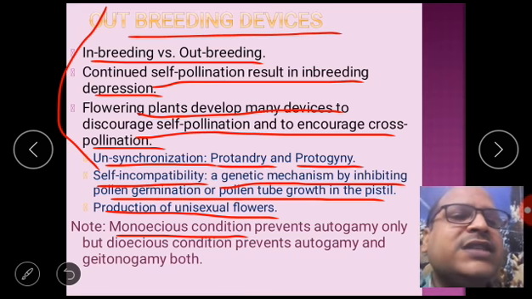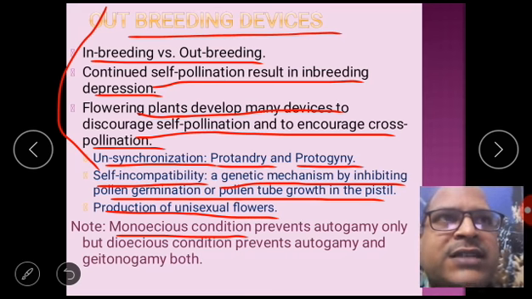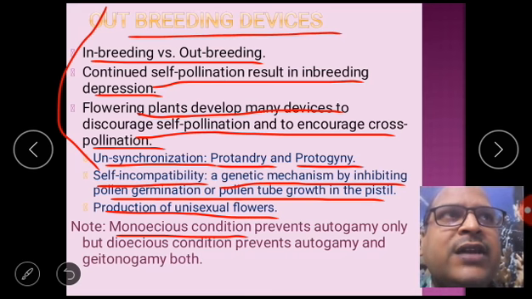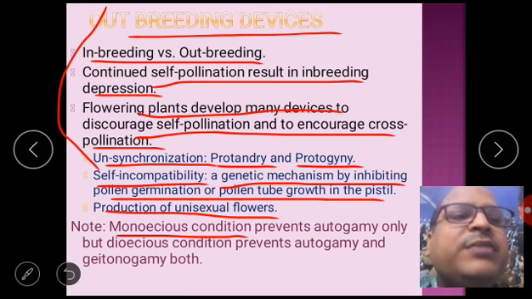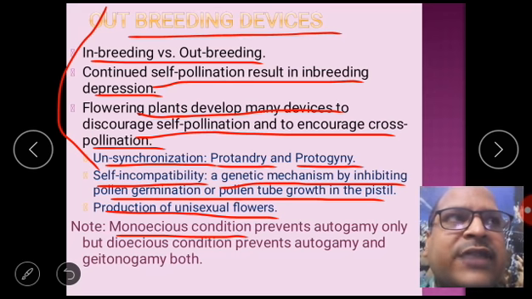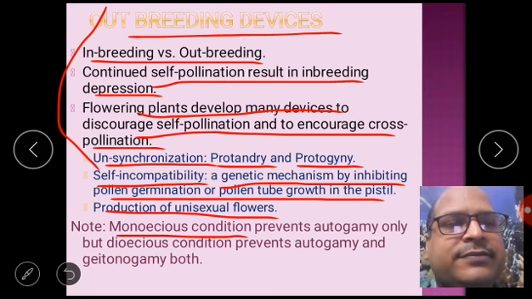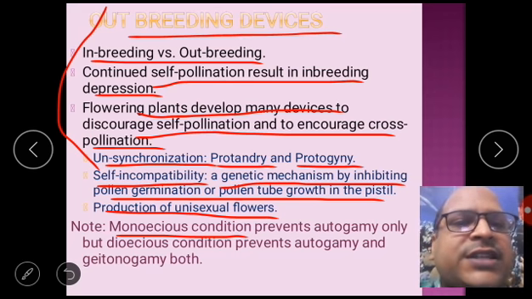Here, in the case of monoecious condition, the flowers will be different. Suppose one flower is having stamens only and another flower is having pistils only. The flower which has stamens will be the male flower, and the flower which has pistils only will be the female flower. These flowers are different, but if these two types of flowers are present on the same plant, then this will be the monoecious condition. Male and female flowers are different, but both types are present on the same plant.